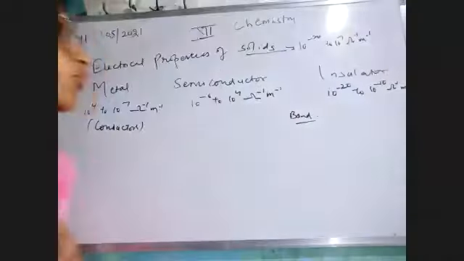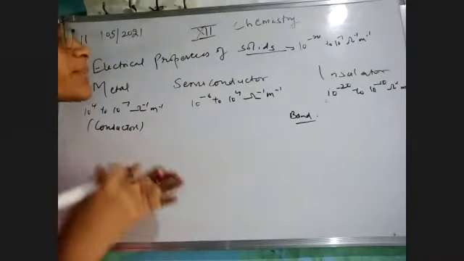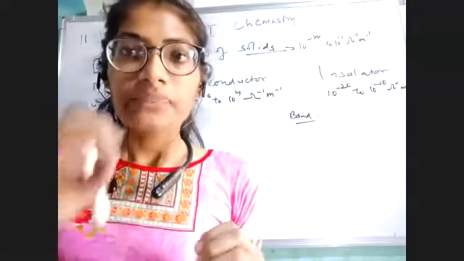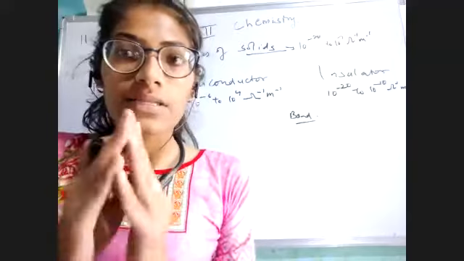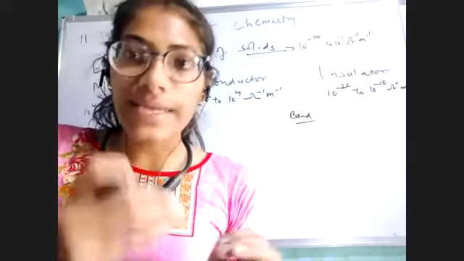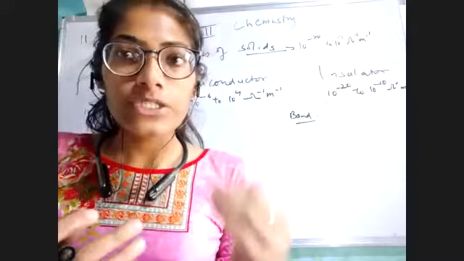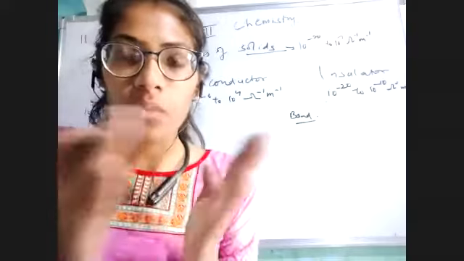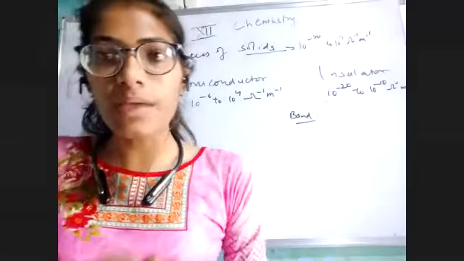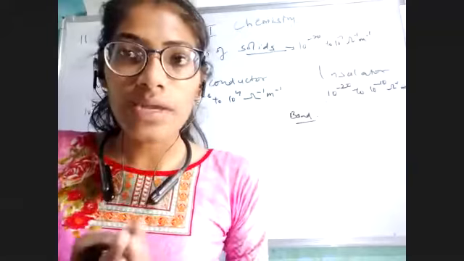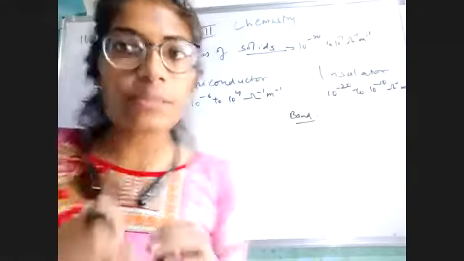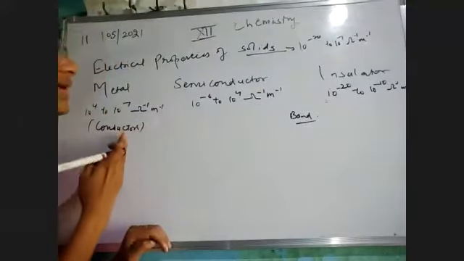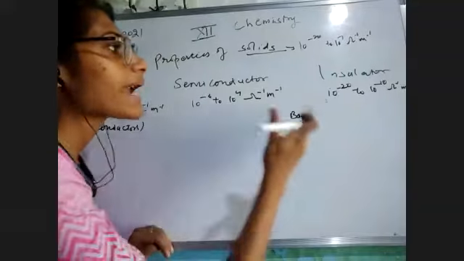Okay, now let's move on to the topic known as electrical properties of solids. What are the electrical properties of solids? In this topic, we will discuss how solids show electrical properties. That means they show conduction. They can easily conduct electricity from one portion to another portion. Okay, so on the basis of electrical property, we differentiate our solids into 3 different types, that is conductors, semiconductors, and insulators.